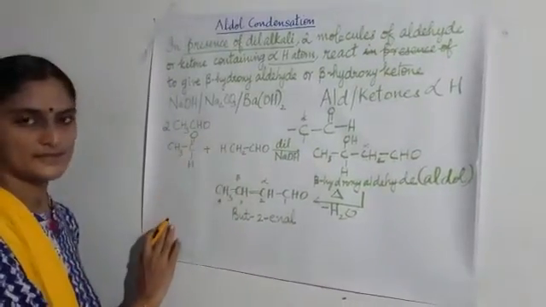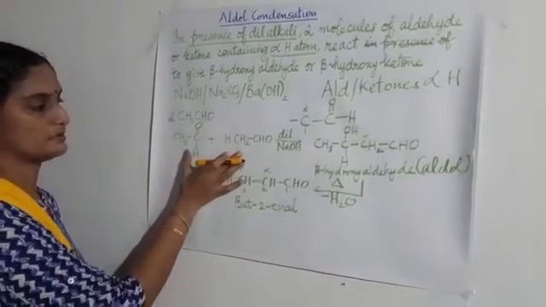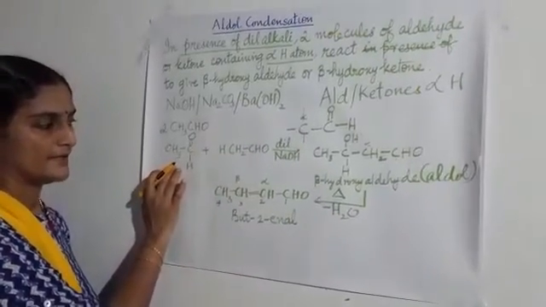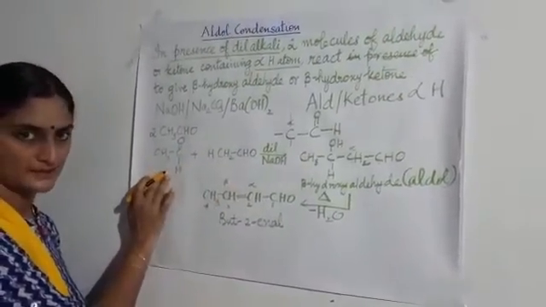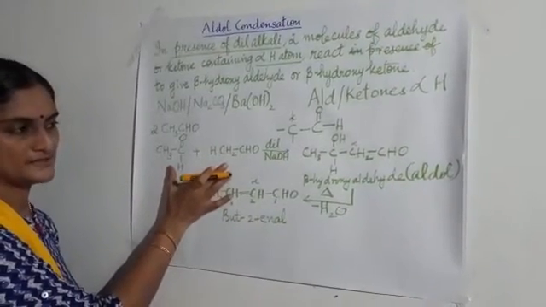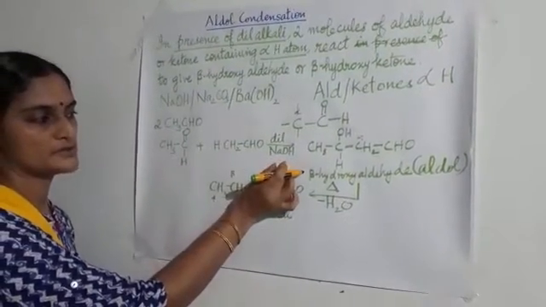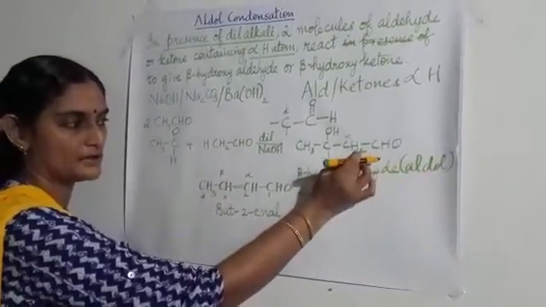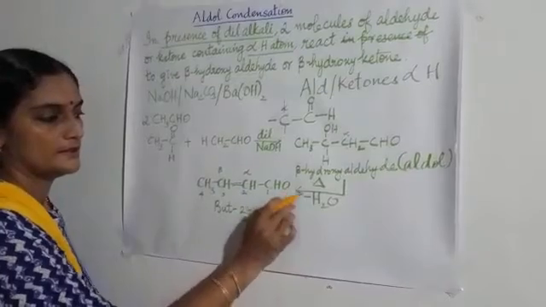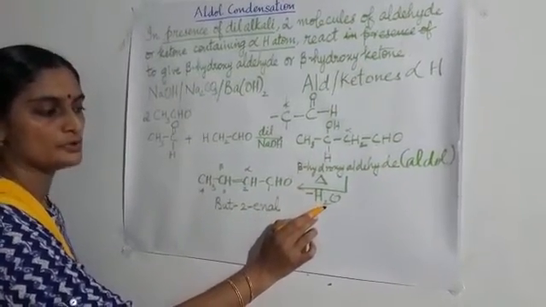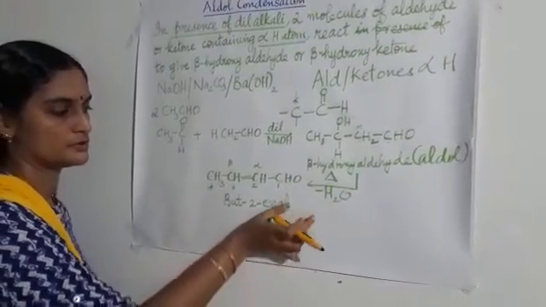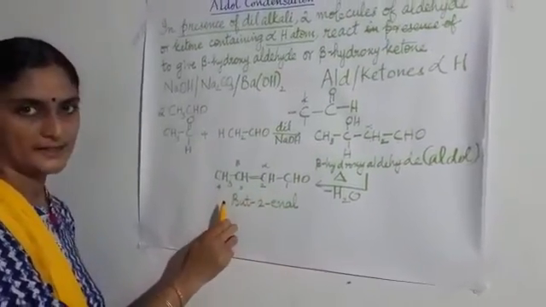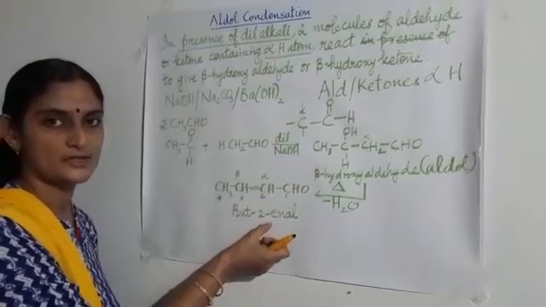So aldol condensation is the reaction between two molecules of aldehyde. Here we have taken acetaldehyde. So two molecules of acetaldehyde react in presence of base to form aldol, and aldol on heating loses a molecule of water to form alpha beta unsaturated aldehyde, which is the aldol condensation product.